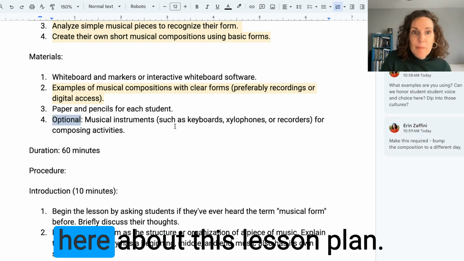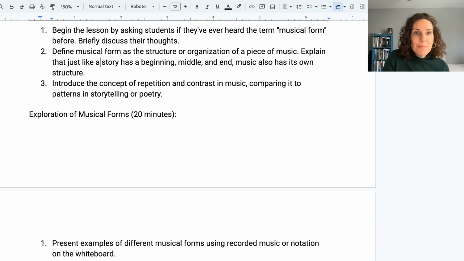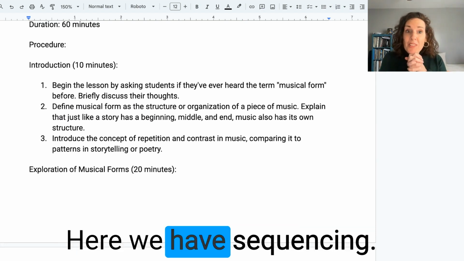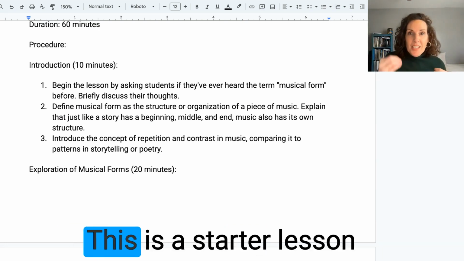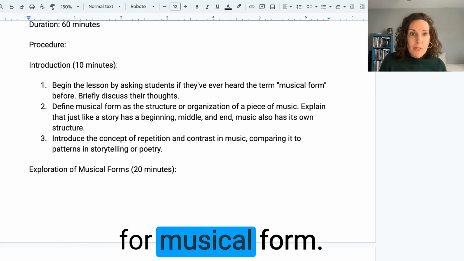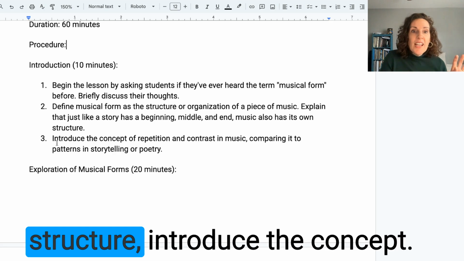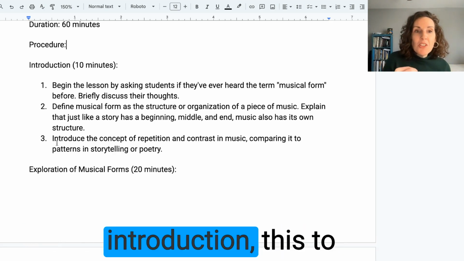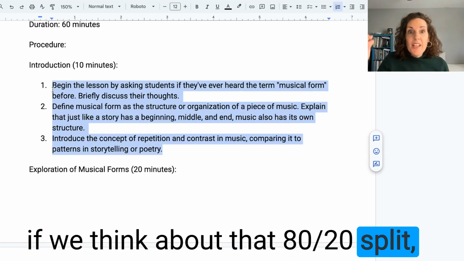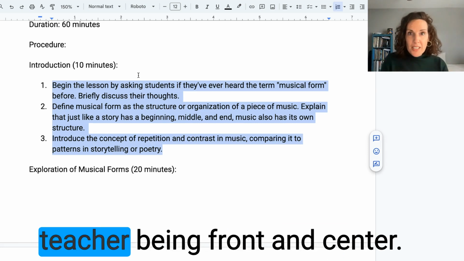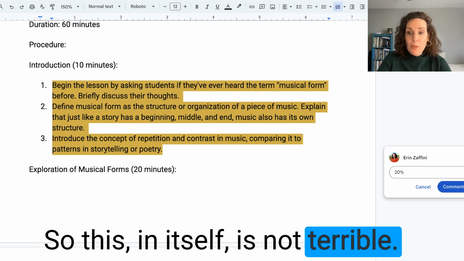I'm making a lot of assumptions here about this lesson plan. I'm assuming that this is kind of an introduction to musical form for fifth graders. Introduction. Here we have sequencing, beginning the lesson by asking students if they've heard of the term musical form. This answers my question. This is a starter lesson for musical form. Briefly discuss their thoughts. Define musical form as the structure, introduce the concept. So I am seeing in this introduction, if we think about that 80-20 split, I feel like this is the 20% of the teacher being front and center. So this in itself is not terrible.